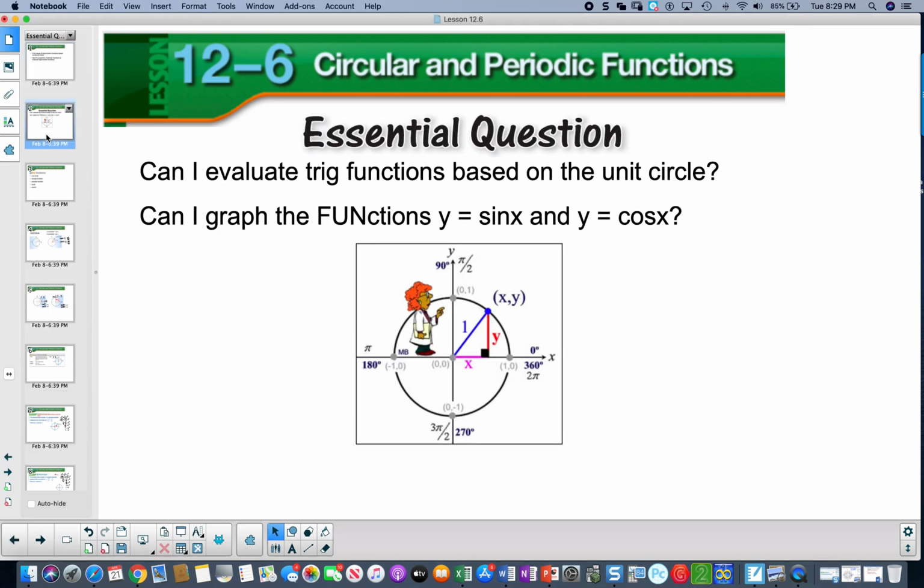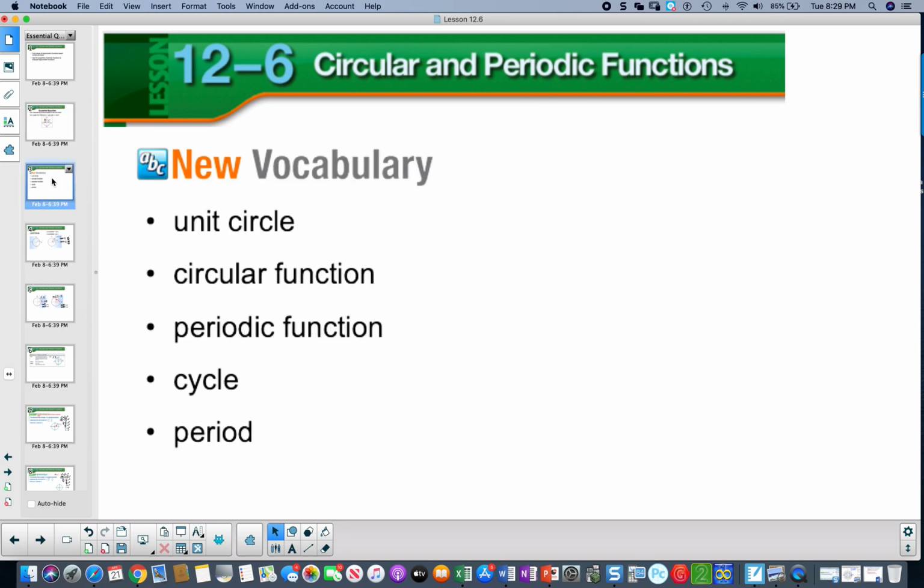Let's take a look at the essential question. Can I evaluate trig functions based on the unit circle? Can I graph the functions y equals sine of x and y equals cosine of x? Let's start by looking at the vocabulary we're going to be doing in these next 3 days.